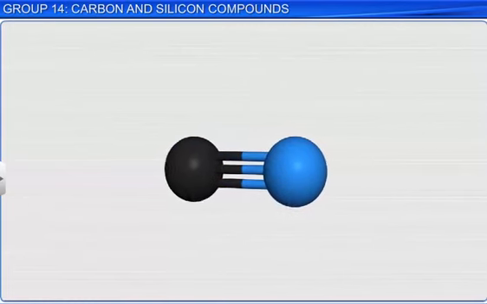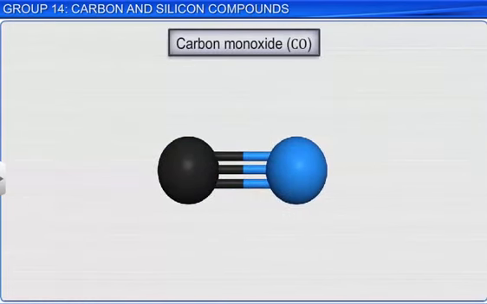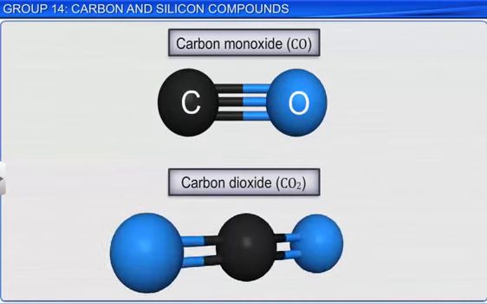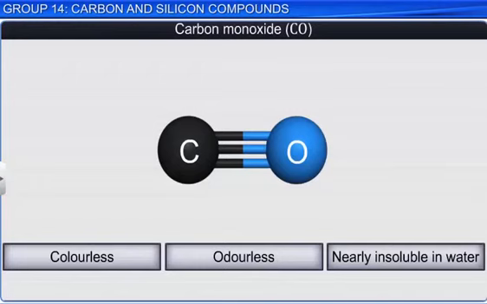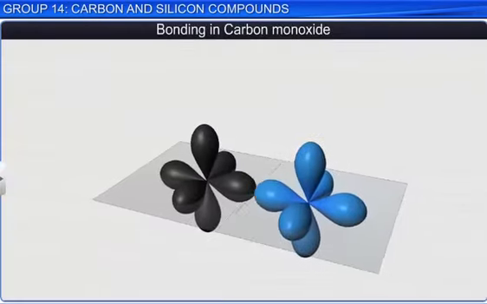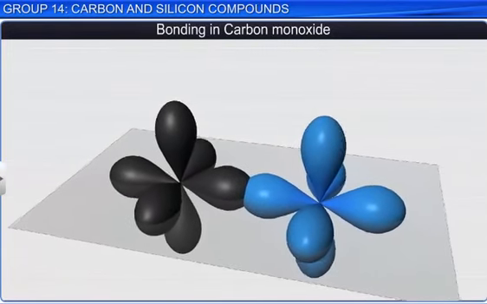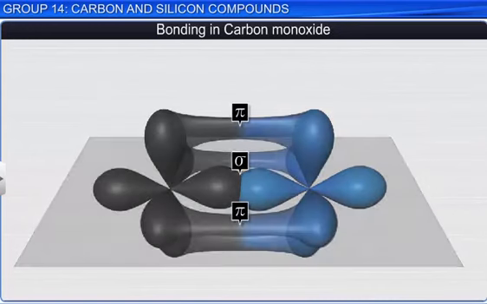We'll start with the oxides of carbon. Carbon monoxide with the chemical formula CO, and carbon dioxide. Carbon monoxide is a colorless, odorless gas that is nearly insoluble in water. The carbon monoxide molecule contains 1 sigma bond and 2 pi bonds, as shown in the illustration.